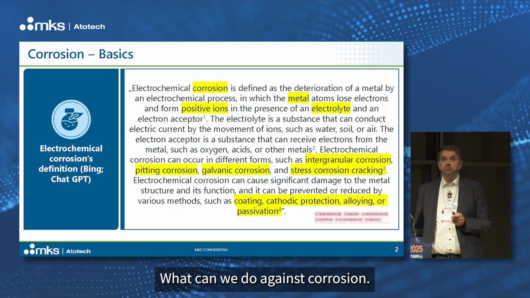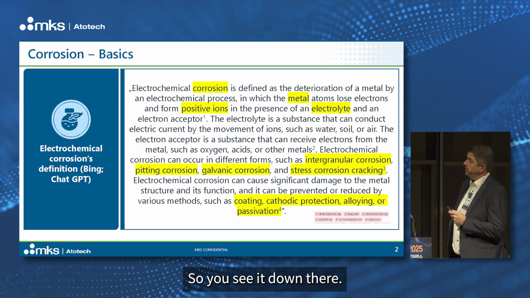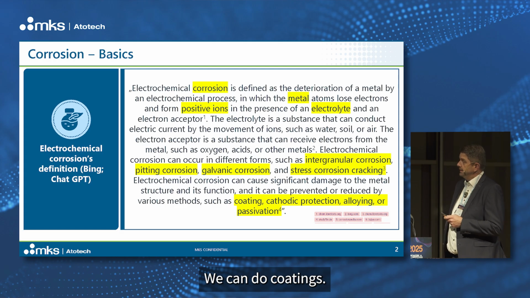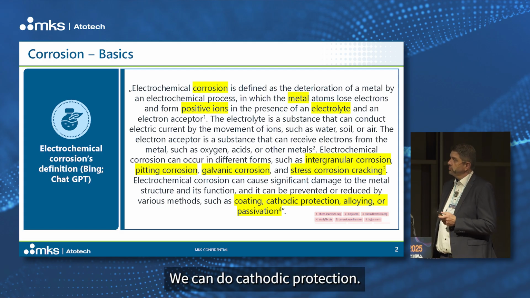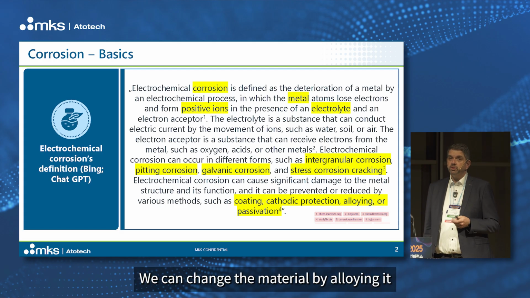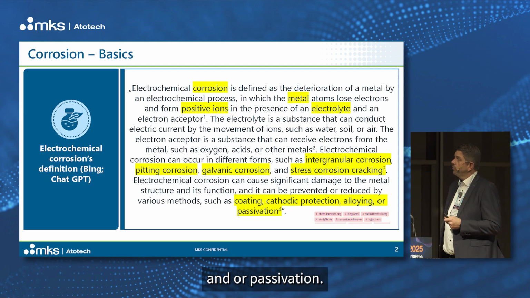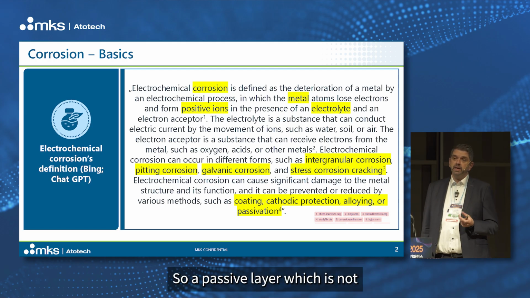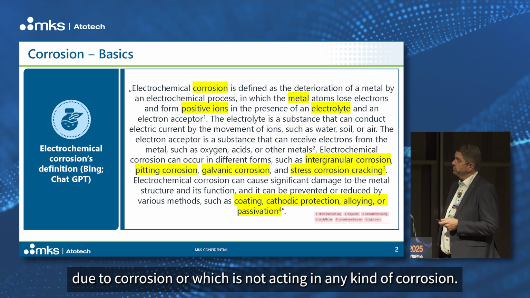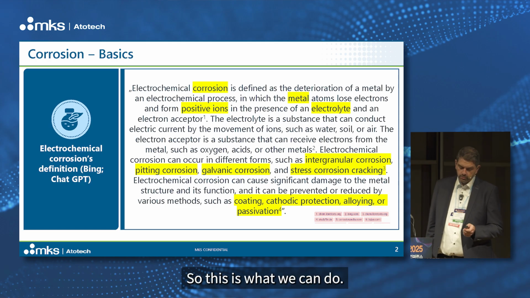What can we do against corrosion? You see it down there. We can do coatings, we can do cathodic protection, we can change the material by alloying it, and or passivation, so a passive layer which is not acting in any kind of corrosion. So this is what we can do.